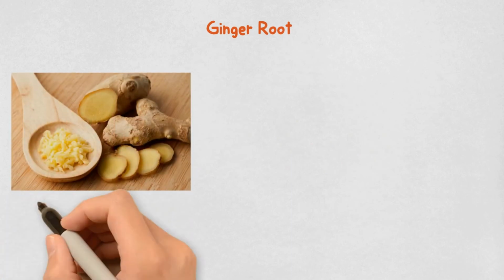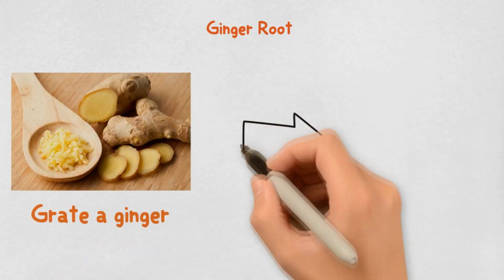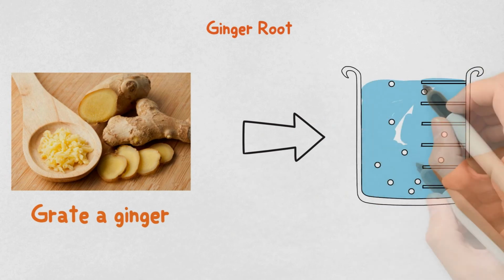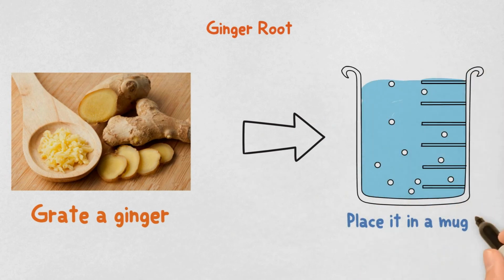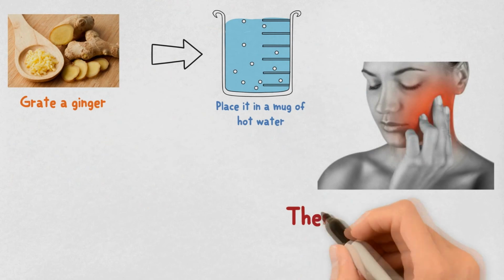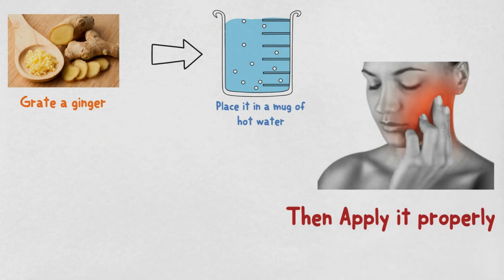Ginger root. Make a decoction from a teaspoon of ginger root. Grate the ginger and place it in a mug of hot water and let it infuse for 10 minutes. Then gargle with this solution after it has cooled down, several times a day. Or you can mash well 2 cloves and place the powder on the affected tooth. It has an anesthetic effect against dental abscess.